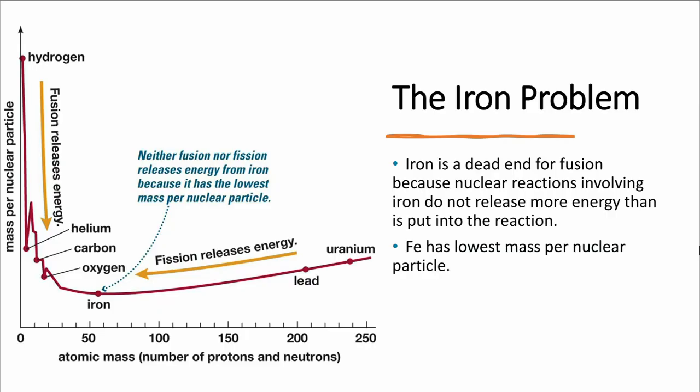So iron is the most stable nucleus, and so if you tried to do a fusion reaction with iron, you would get less energy out of the reaction than you put into it. Or if you tried to split it apart, you would get less energy out than you put in. So this is basically a dead end for your fusion reactions in your core.